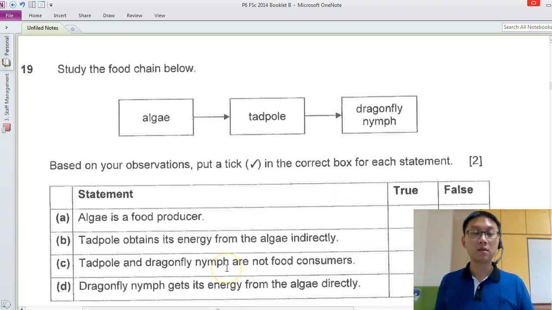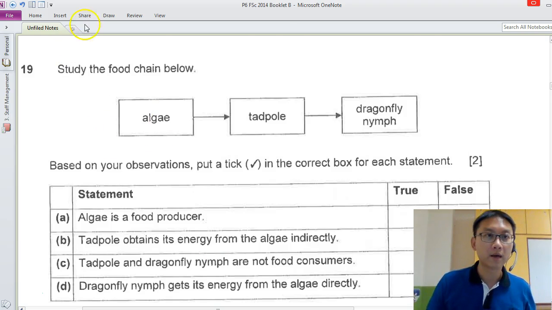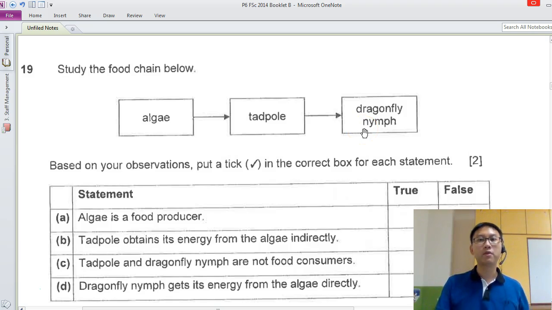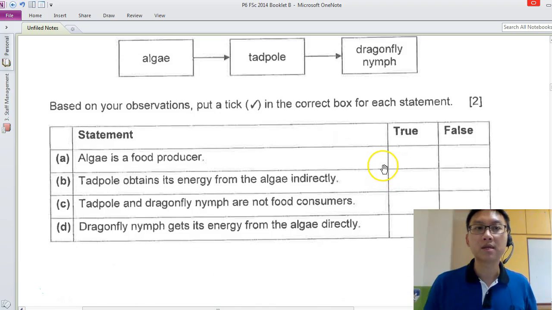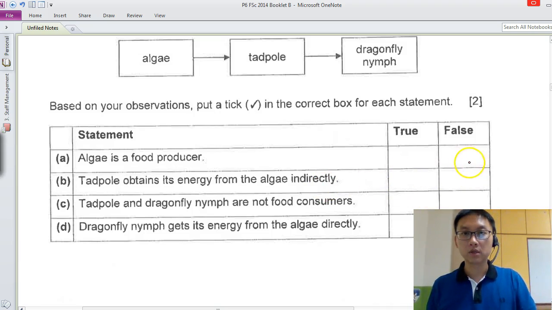Right, question 19. Supposed to study the food chain. So I've got my algae, I've got tadpole, and I've got my dragonfly nymph. So based on your observations, you're supposed to tick the correct box. Okay, so let's see, one by one. Algae is a food producer. Is that true? Yes, my algae is a food producer. So that's true. Let me change to a different color.